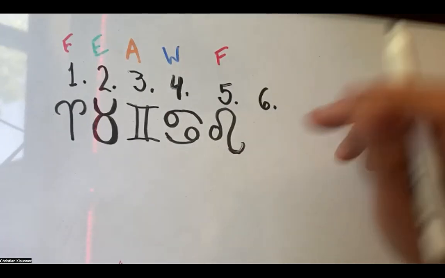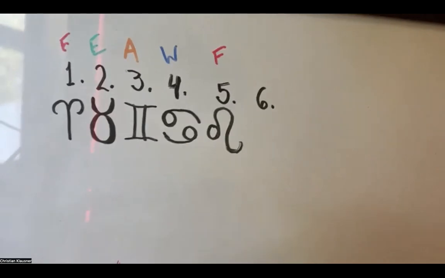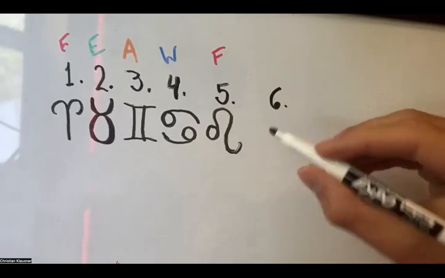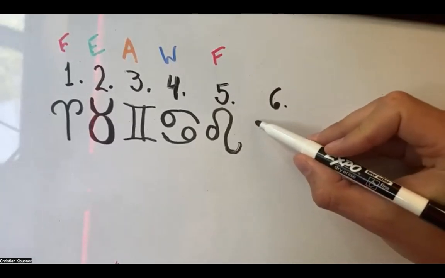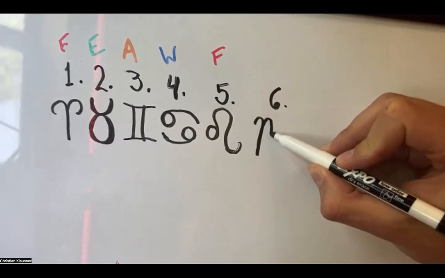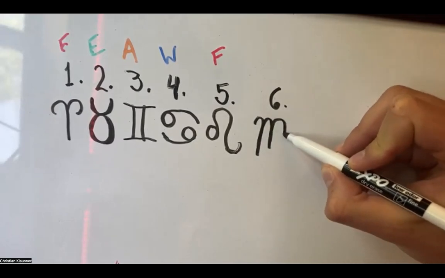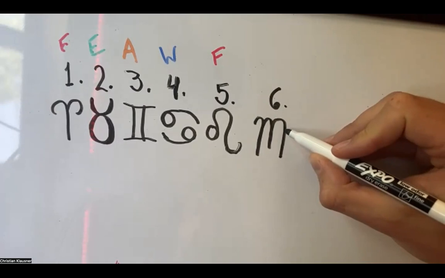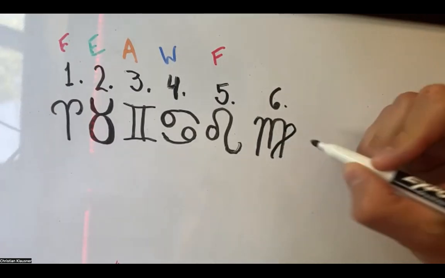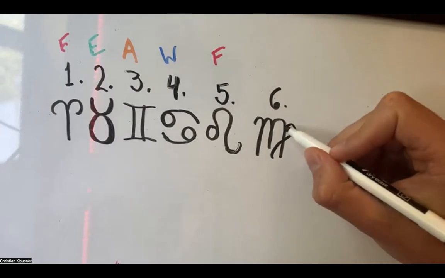Okay. So number 6 is, I'm going to need more room. Number 6 is Virgo. Okay. So Virgo is the maiden. That's why we're going to do a little M. M for maiden. Okay. And then she's a virgin, right? So she's crossed her legs there. Boom. That's what that means.